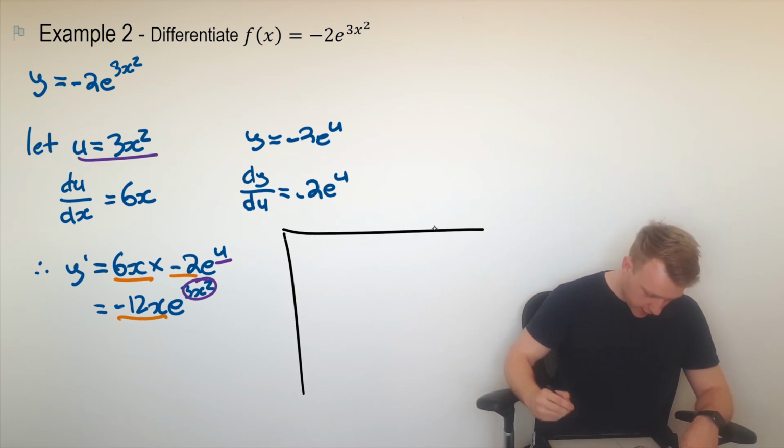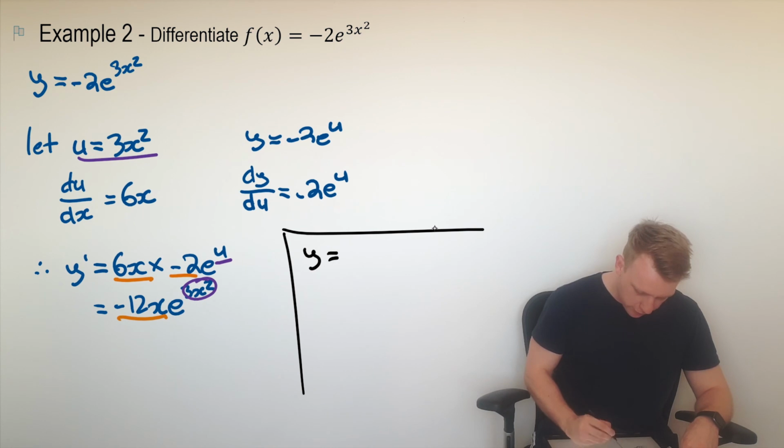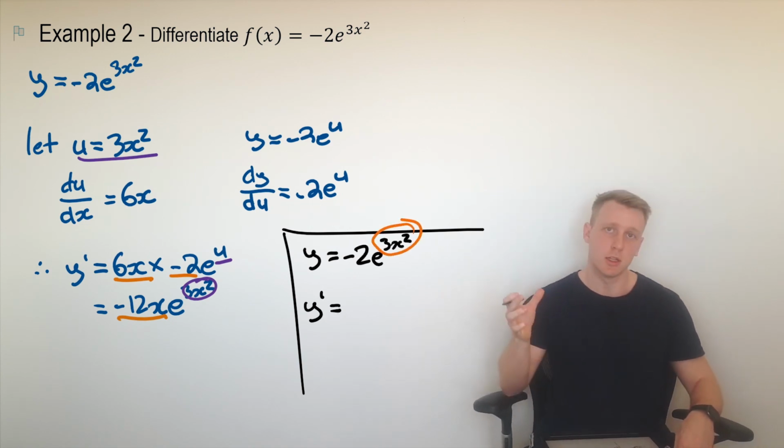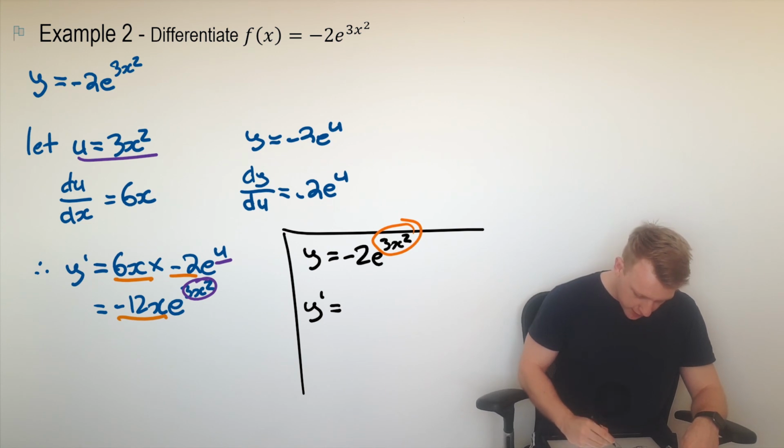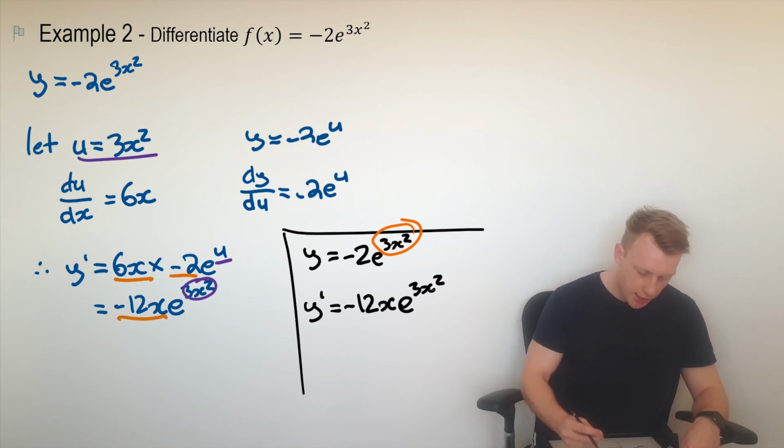Okay, again, alternatively, if you're getting pretty fast at this, you'd say you've got negative 2e to the power of 3x squared, and you would go, this stuff is in the power, therefore I'm going to take the derivative of the stuff in the power, 3x squared, the derivative of that is 6x. Bring down the 6x, times that by negative 2, you get negative 12x e to the power of 3x squared, and you'd be done.